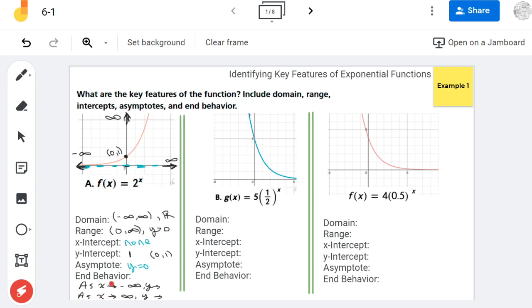So this little arrow, remember, is the word approaching or approaches. So as x approaches negative infinity, all that means is as x is going to the left towards negative infinity, y approaches... what is y getting close to? In this case, y is approaching this asymptote, so I would say y is approaching 0.